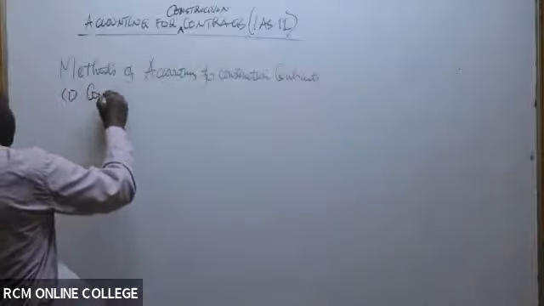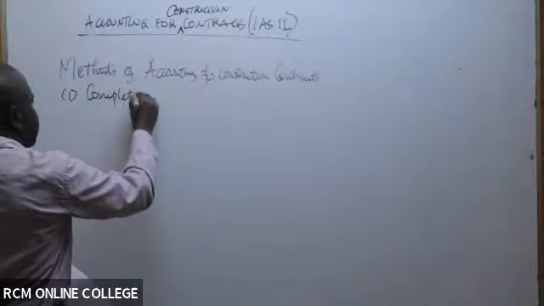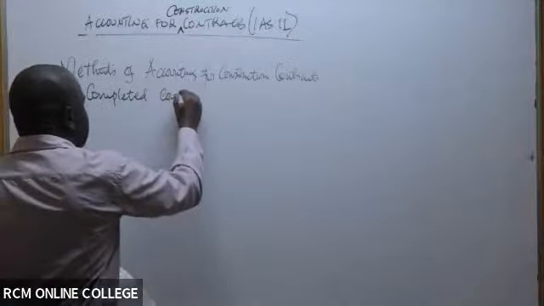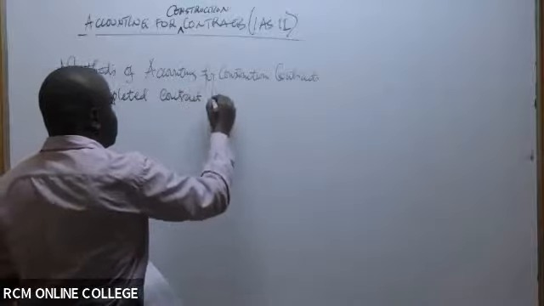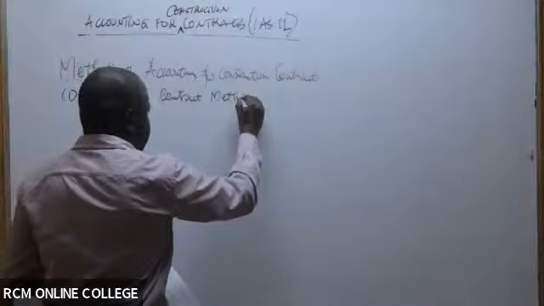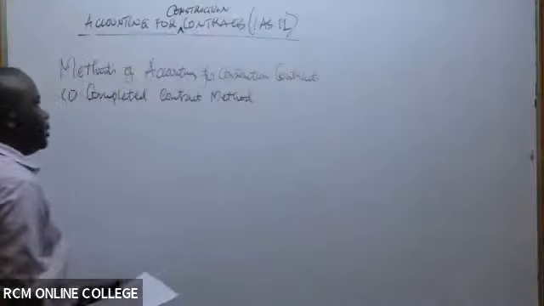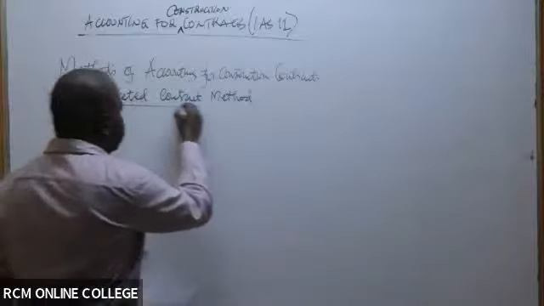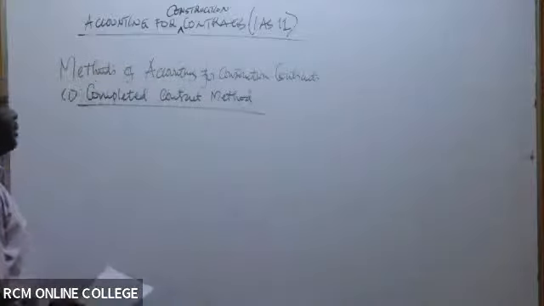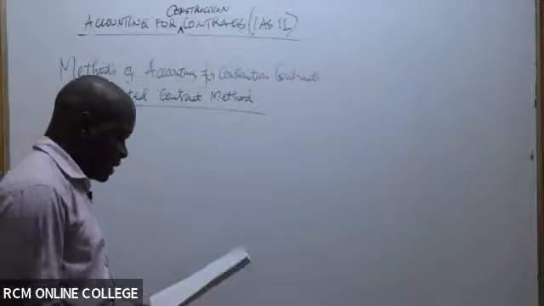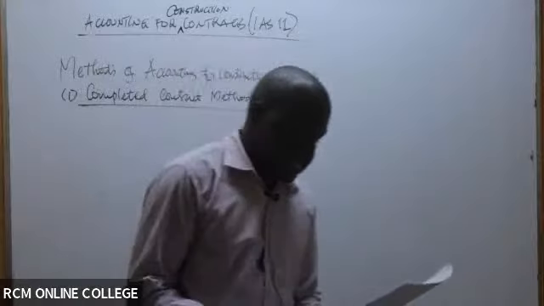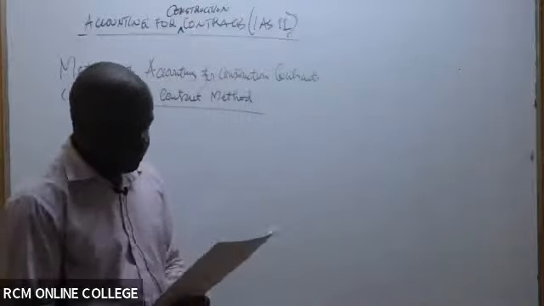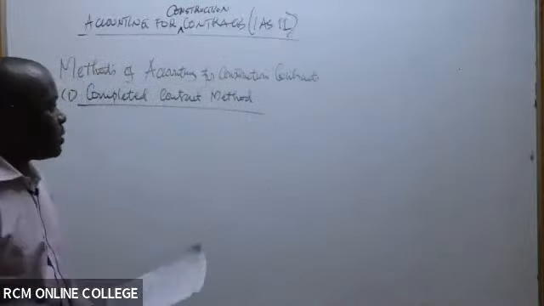The completed contract method. Then you can write one sentence about it. What do we mean by this? It is where the revenue is only recognized after the contract has been completed.